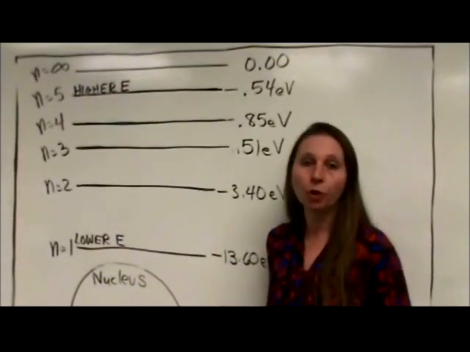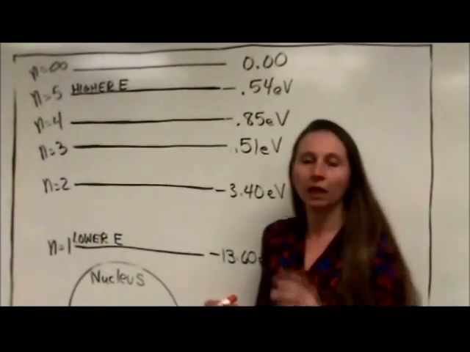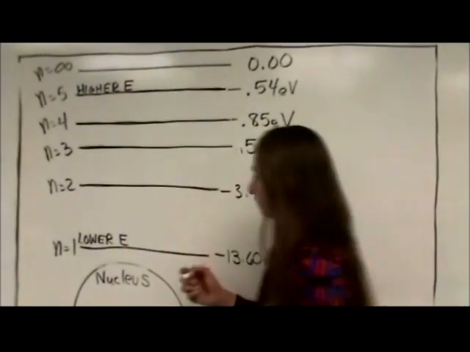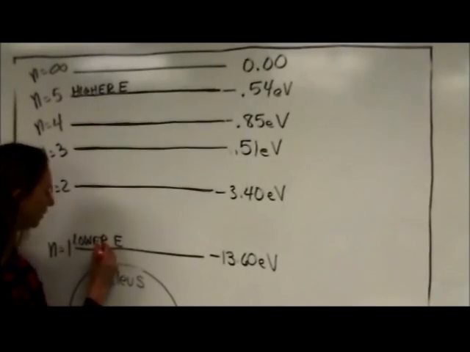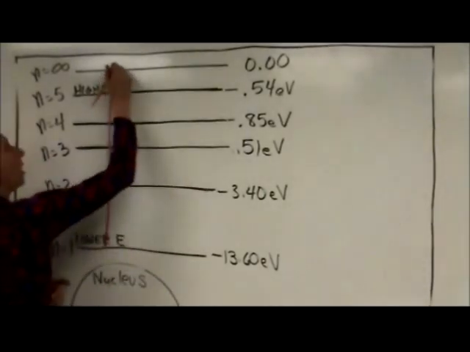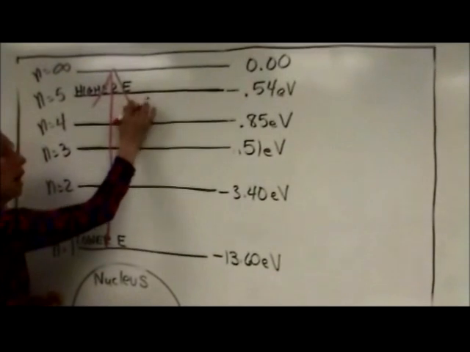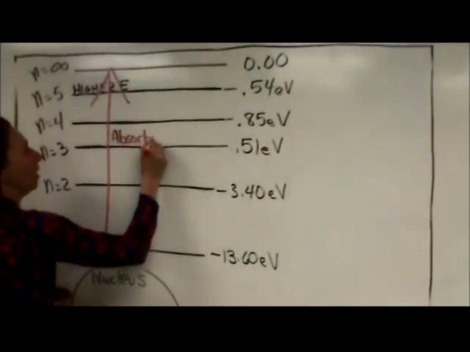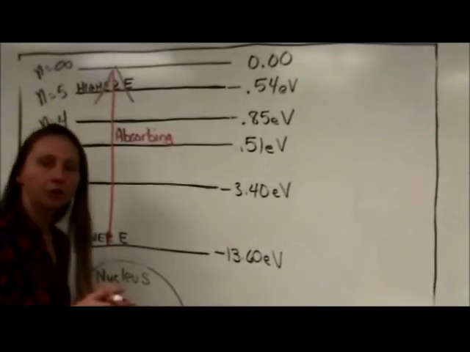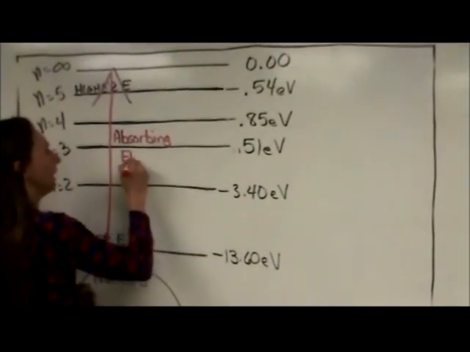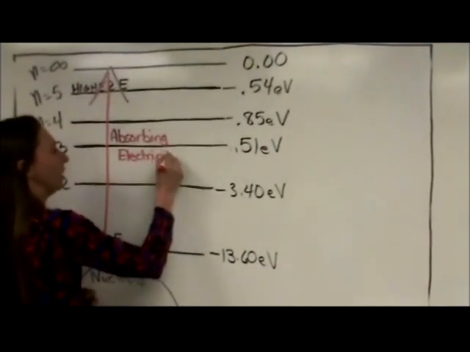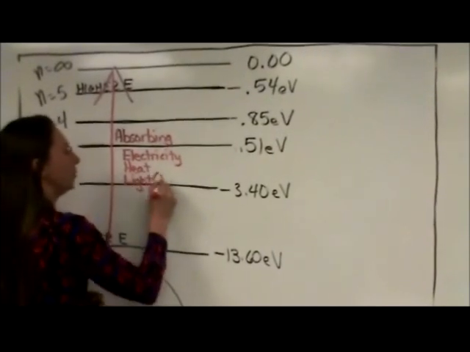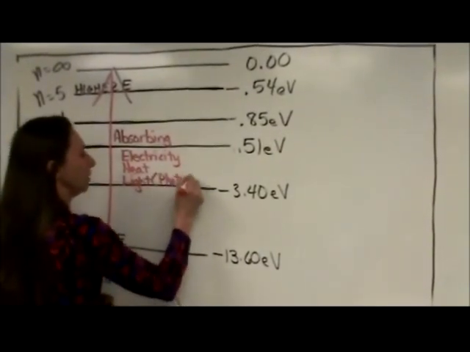So, just to review what we've been talking about, when electrons absorb energy, or you could say when the atom absorbs energy, the electrons are going in this direction. They're going from lower to higher energy levels. They are absorbing energy. The kinds of energy that they can absorb would be electricity, heat, or light. Light would be in the form of photons.